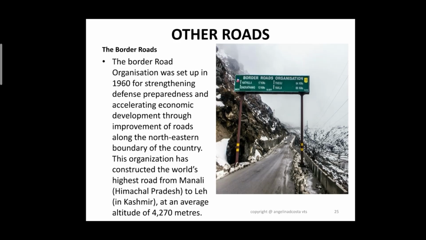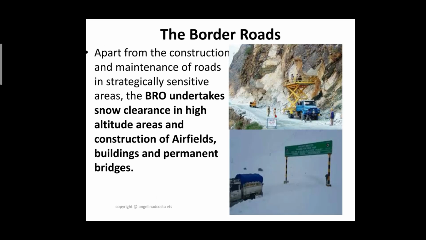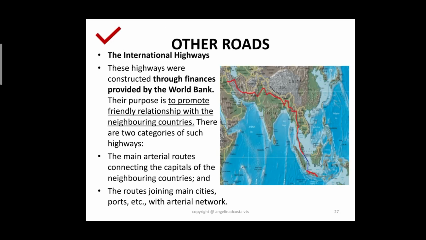The international highways. These highways were constructed through finances provided by the World Bank. Their main purpose is to promote friendly relationships with the neighboring countries. There are two categories of such highways. The main arterial routes connecting the capitals of the neighboring countries and the routes joining main cities, ports, etc. with arterial network. As you can see in the picture, a nice, very long international highway can be seen.